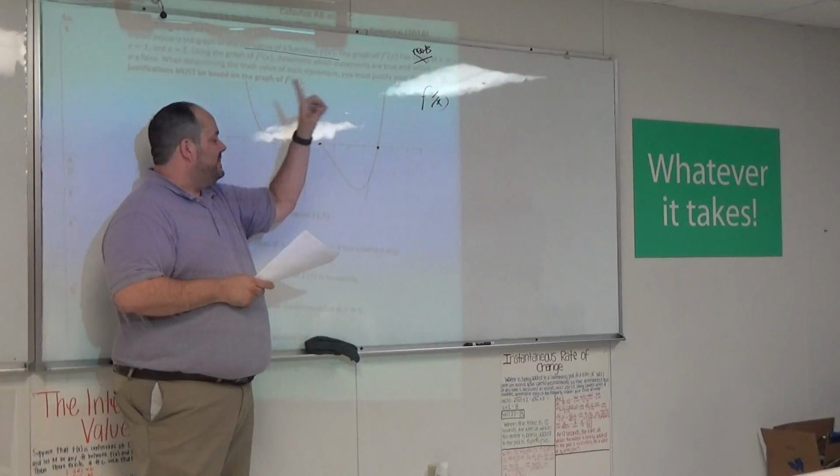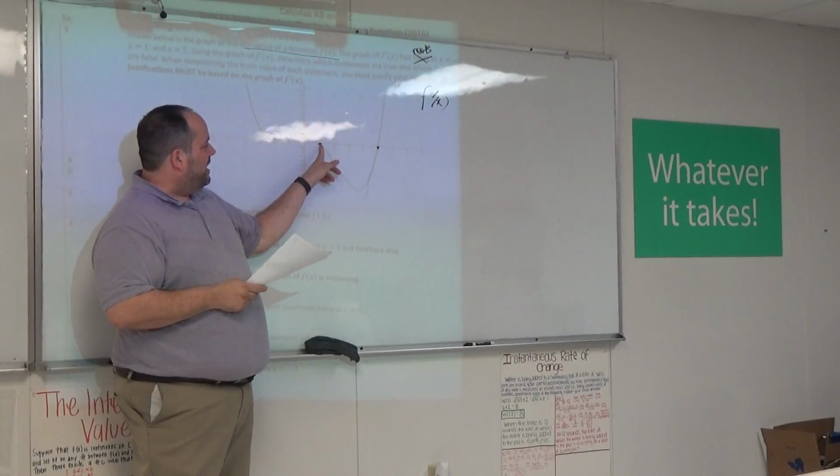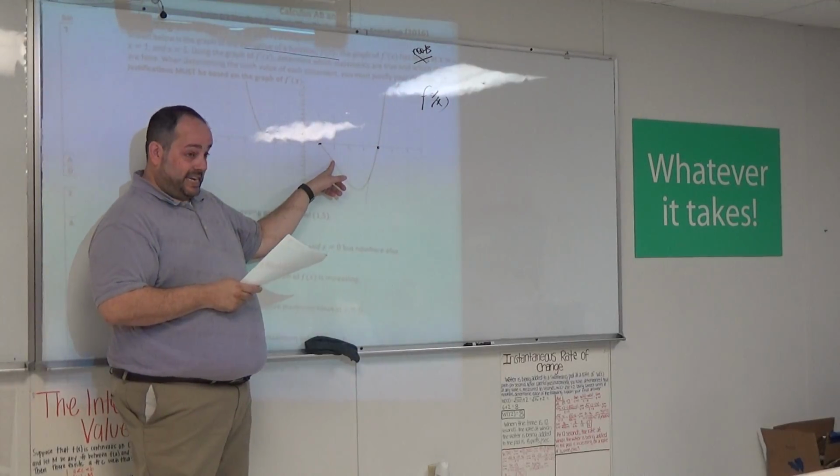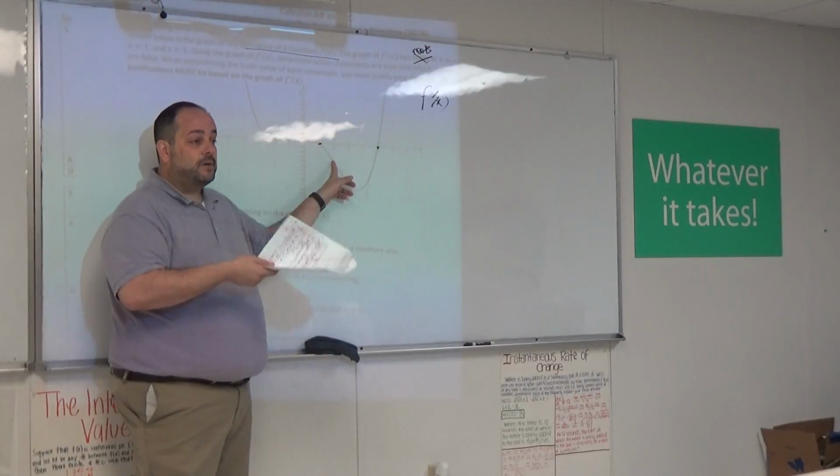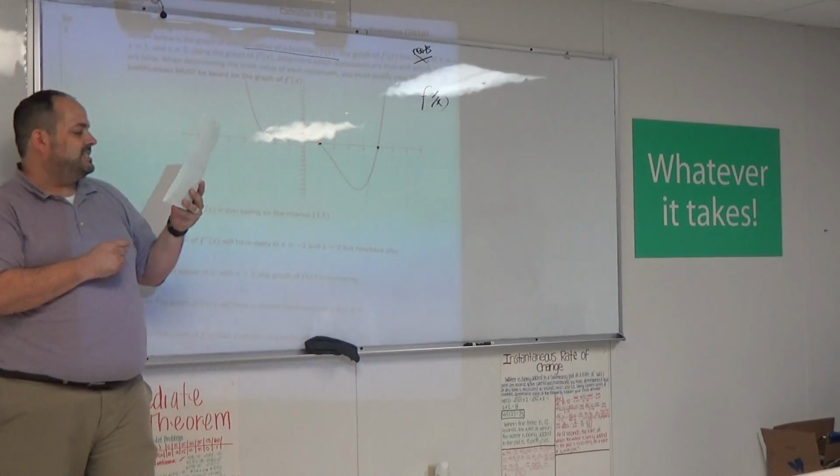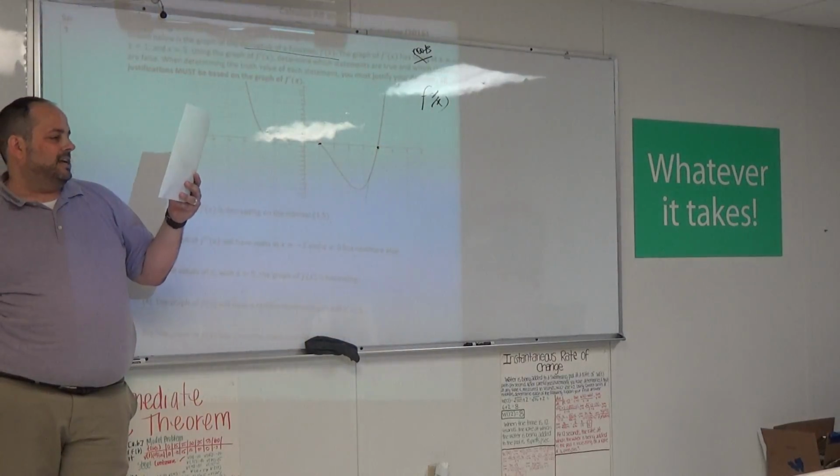Positive to negative. There you go. At x equals 1, f prime is changing from positive to negative, so f has a relative maximum. Love it. Number 6, the graph of f is differentiable at x equals negative 2.